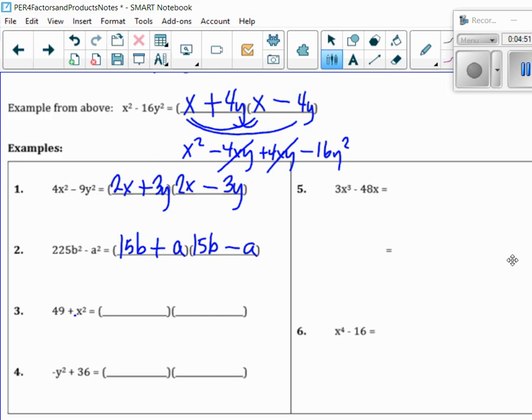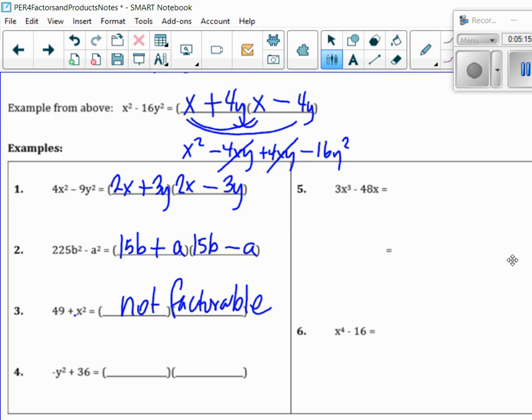So you might say, well, then it's 7 plus x times 7 plus x. Would that cancel the middle term? What's significant about canceling the middle terms? They have to be opposite signs to cancel. So that means this is not factorable. Okay? So sometimes it's written like this.